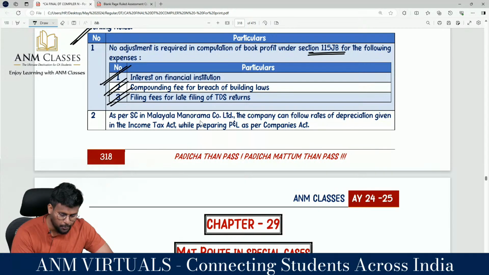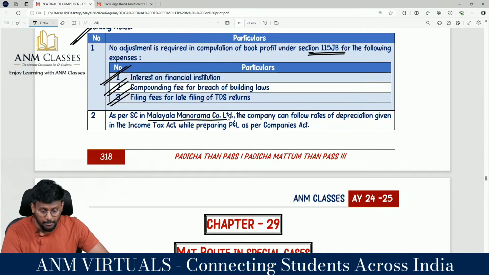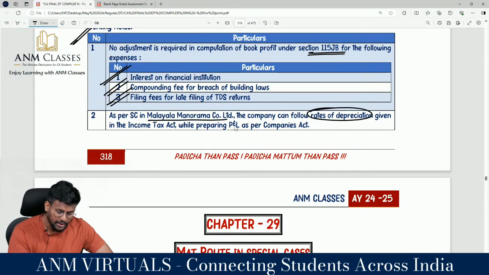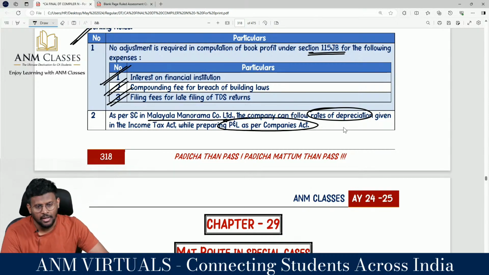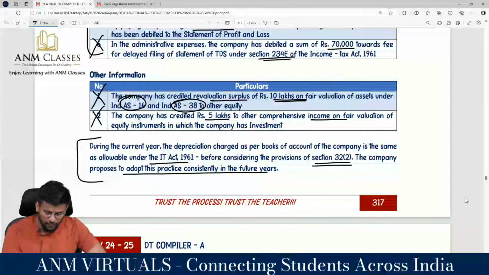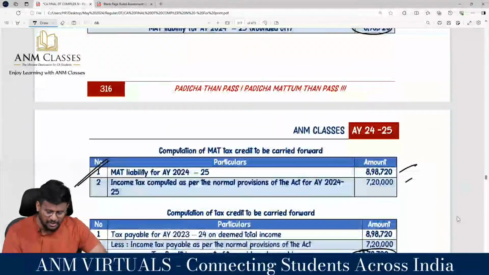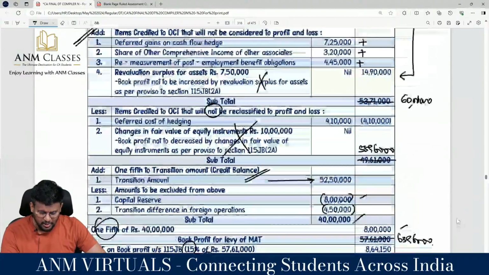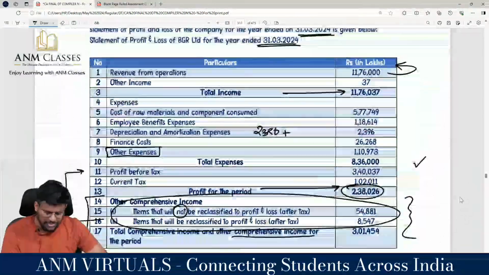As per the Supreme Court in Malayala Manorama Company Limited, a company can follow the rate of depreciation given in the Income Tax Act while preparing the P&L as per the Companies Act. We have worked out only as per the MAT. We have not worked out as per the normal route. That is coming, questions are coming.